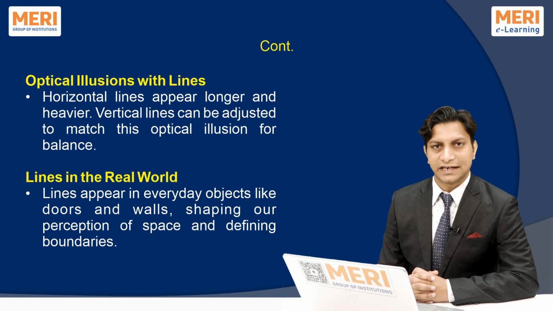To compensate for this optical illusion, designers can extend a vertical line slightly and make it a bit heavier to match the perceived weight and length of a horizontal line. Similarly, vertical strips on clothing like a sari can make a person appear taller than they actually are.